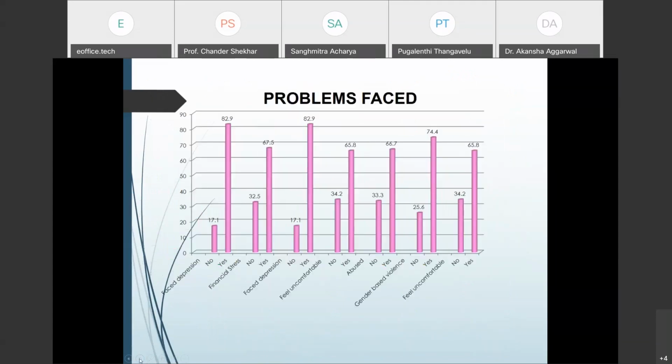Next slide. Then we asked what problems they faced. Nearly 83% of the people said they are facing depression, and 70% had financial stress. They also felt uncomfortable because of gender-based violence and abuse at home during the lockdown.